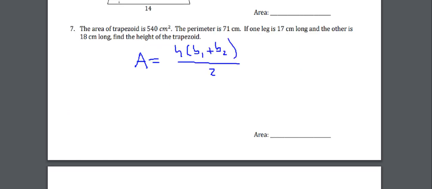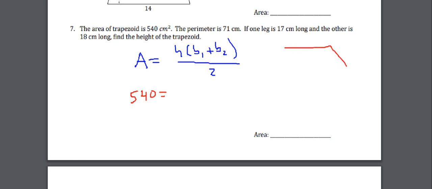Alright, on problem 7, again, we still have a trapezoid, but it's giving me a couple of things. So I have the formula, and I'm just going to start plugging in as it tells me. It tells me the area is 540. So that's where I'm going to put it on area. It says the perimeter is 71, and if one leg is 17 and the other leg is 18, then find the height of the trapezoid.